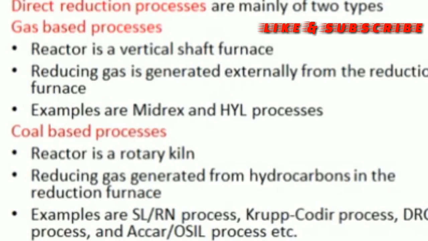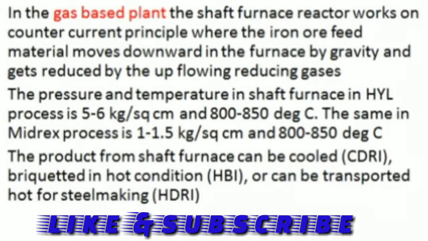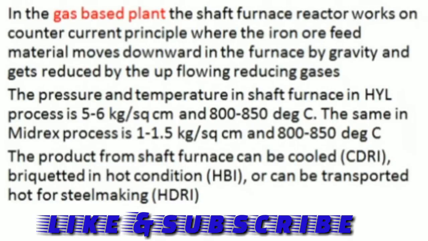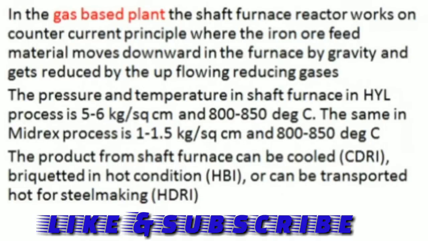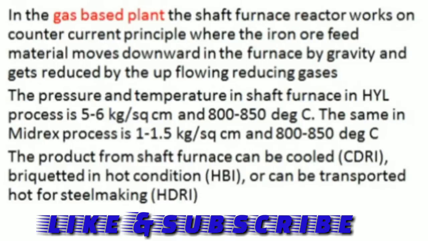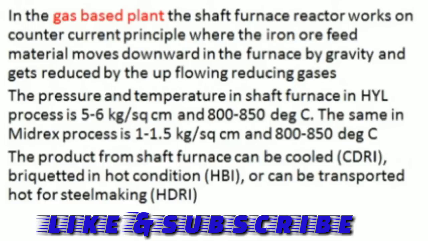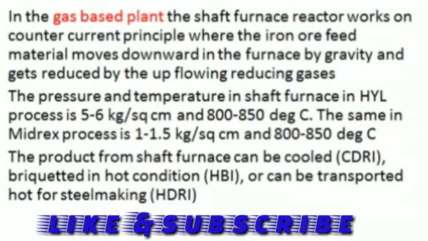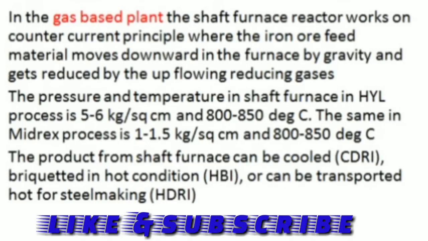In the gas-based plant, the shaft furnace reactor works on the counter-current principle, where the iron ore feed materials move downwards in the furnace by gravity, and that's reduced by the upwelling reducing gases. The pressure and temperature in the shaft furnace in HYL process is 5 bar and 800 to 850 degrees centigrade, while in Midrex process it is 1.15 bar and 800 to 850 degrees centigrade. The product in shaft furnace can be sold as cold DRI, hot briquetted as HBI, and can be transported hot to steel making as HDRI.